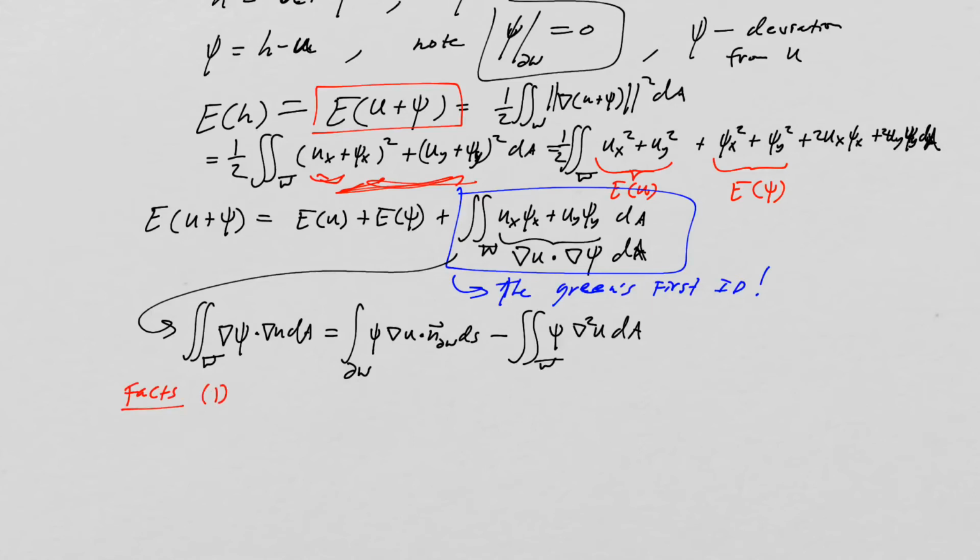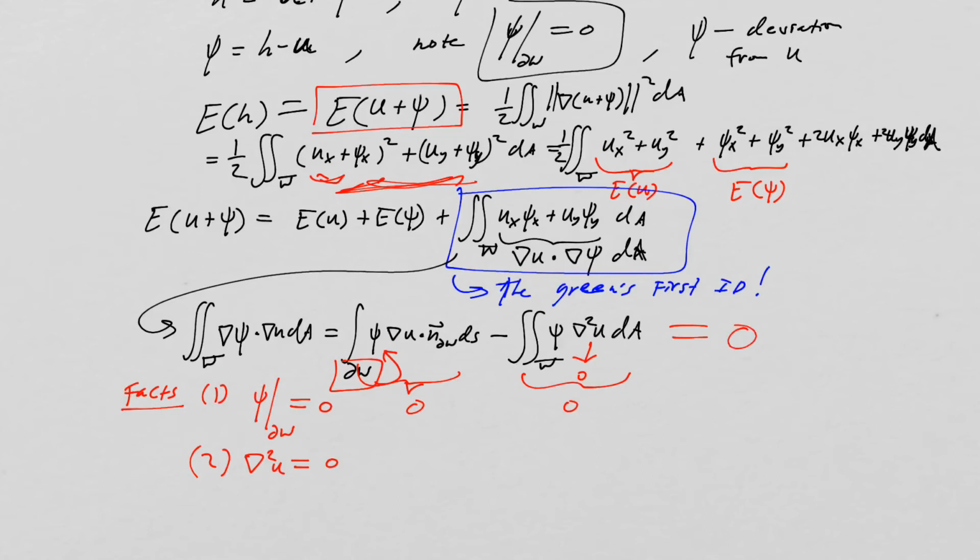The first fact we know, and this came from prior in the problem, is that psi, when evaluated at the boundary, is always 0. Notice we have an integral that's wholly over the boundary. That means this whole integral is also 0. Second, another fact: we know that the Laplacian of u is 0 by definition. That means this integral as well is also 0. And that means that whole term is equal to 0, and we can throw that out completely.